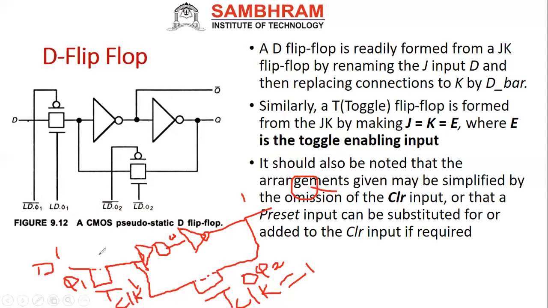That is what we do here. We replace the NMOS by a transmission gate. That's it. Transmission gate, that's all. So here, if I take the output from here, that will be Q. If I take the output from here, I'll get the Q bar output.